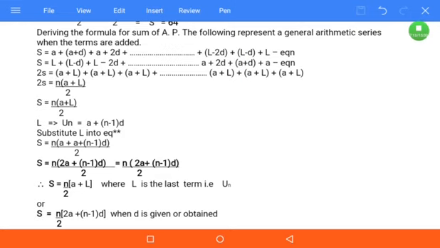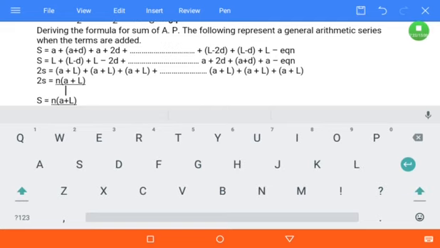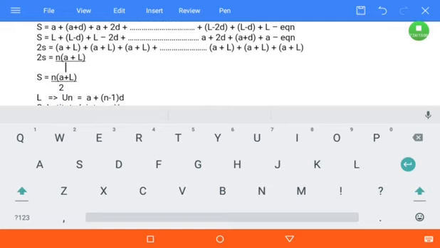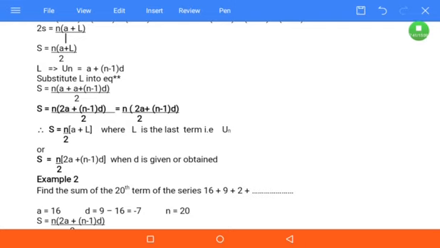Do you understand? Then to get s, we have what? Over 2. Sorry, there's no 2 there initially. I believe you get that. So now to get s, we divide by 2. So we say s equals n into (a plus l) over 2 to get s. Now that's the formula: Sn equals n over 2 into (a plus l). That's the formula to get the sum of any AP.